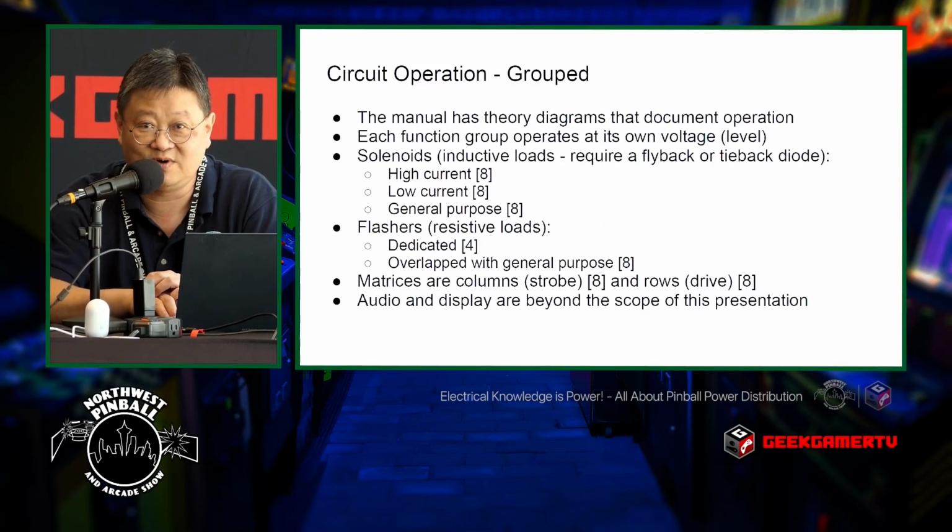So essentially, every solenoid requires a diode to stop the backflow of current. If the diode is not present, you'll typically destroy the drive transistor from the collapsing magnetic field. And that's the tieback diode or the flyback diode. All diodes on Williams WPC boards, all diodes on solenoids, are located on the WPC board, not actually at the solenoid.